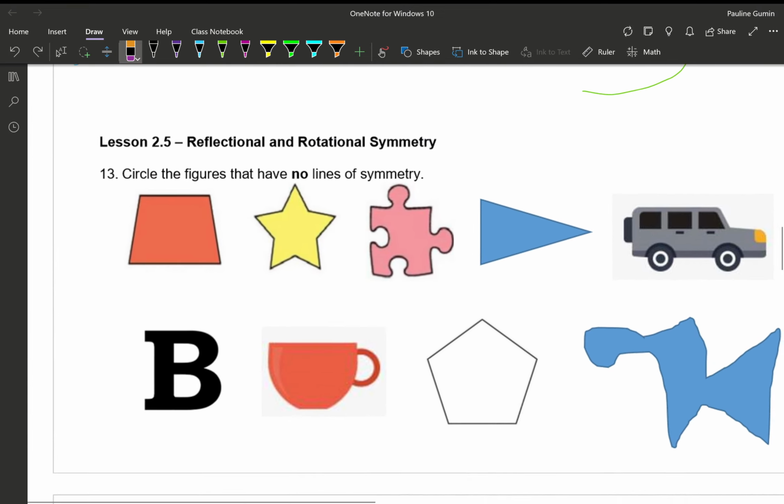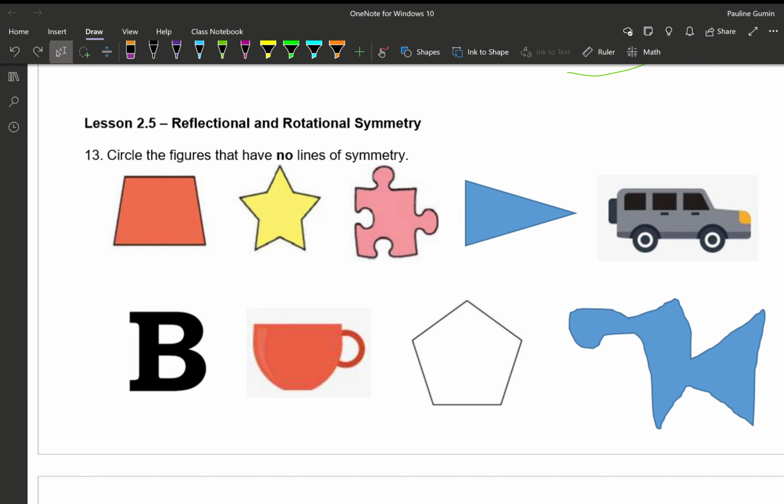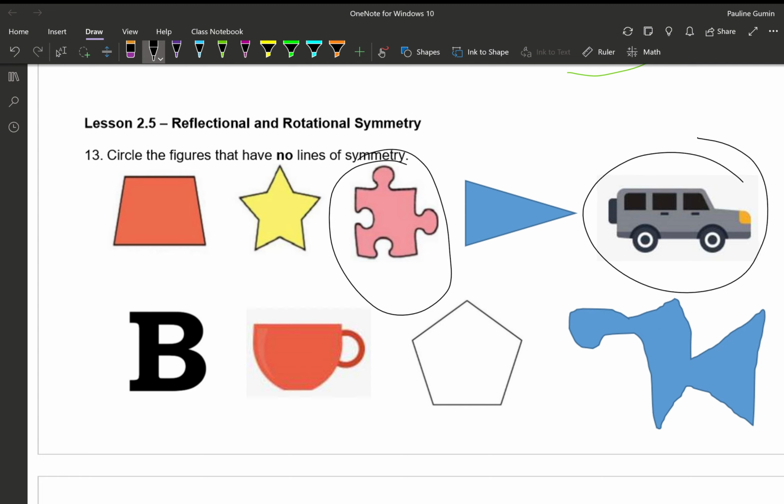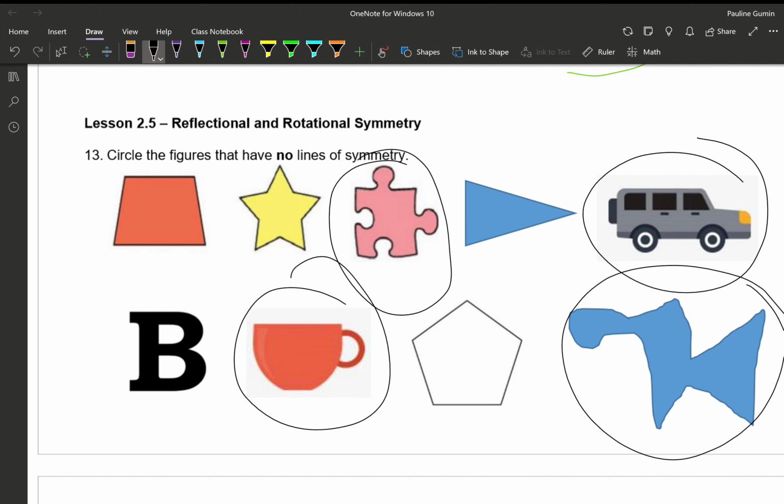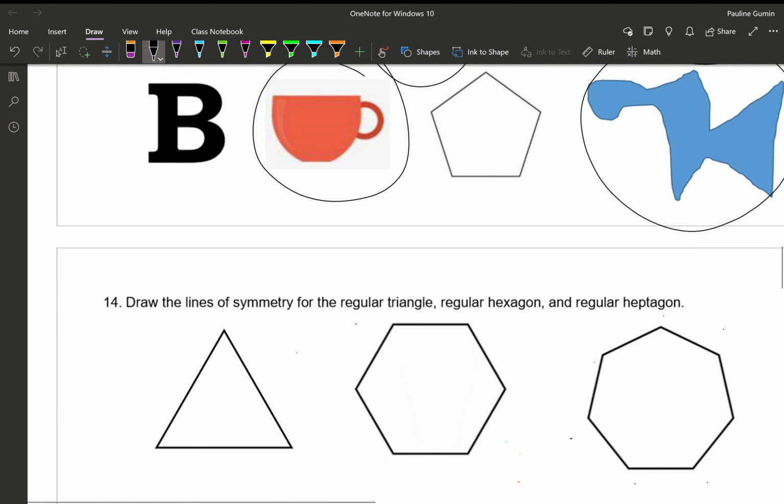All right, number 13, circle the figures with no lines of symmetry. I can see some lines of symmetry in the first, the second, not in the puzzle piece. Triangle, I see one, not the car. I do see one in B. Can't do the cup. This is a 5-sided figure. That's fine. And then this weird shape doesn't have any lines of symmetry.